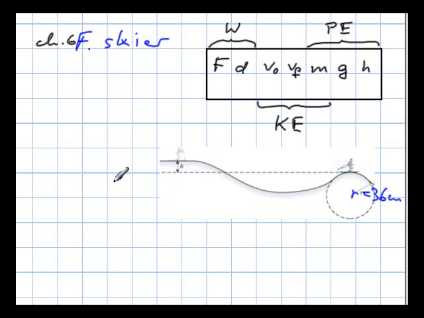Okay, let's see. It says a skier starts from rest. That means that the velocity of the skier over here has to be v0 equals 0 meters per second. Then the skier coasts down the hill and up a second hill, as the drawing illustrates. That probably means that we need two parts. So we need a part over here and a part over there.